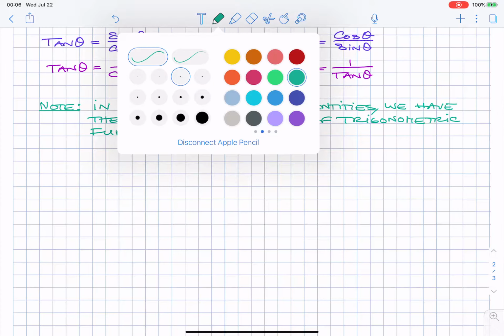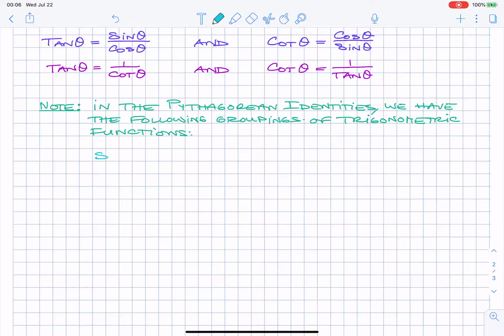So for the main Pythagorean identity, we have sine with cosine, namely cosine squared theta plus sine squared theta is equal to 1. So we group sine and cosine together for that Pythagorean identity. The next would be tangent with secant.